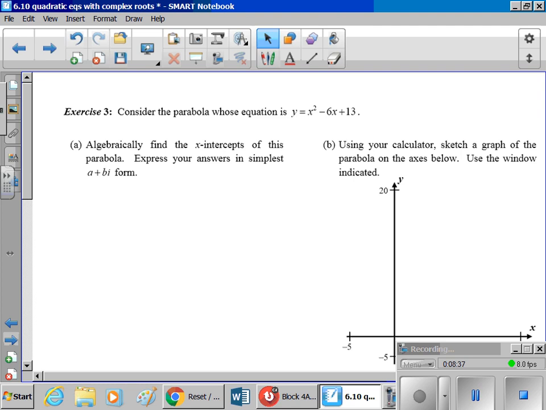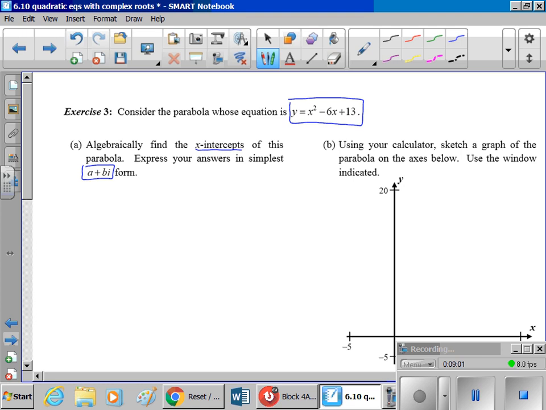All right, so consider the parabola whose equation is y equals x squared minus 6x plus 13. So algebraically, find the x-intercepts of this parabola. Express your answers in simplest a plus bi form. All right, this is a little confusing to me because if they're telling me that my roots are complex or my zeros are complex or my x-intercepts are complex, they're actually not going to hit my x-axis anywhere. So we're not gonna read into that too much.